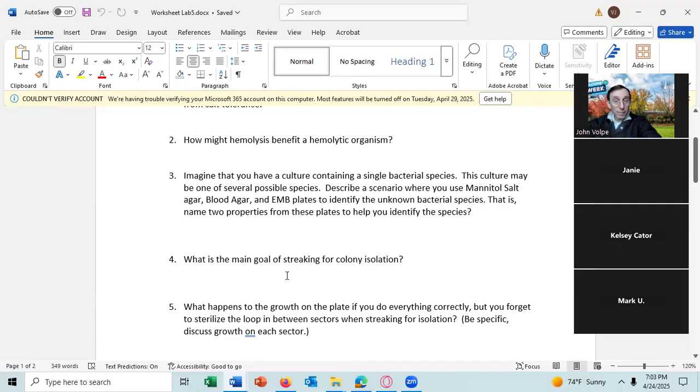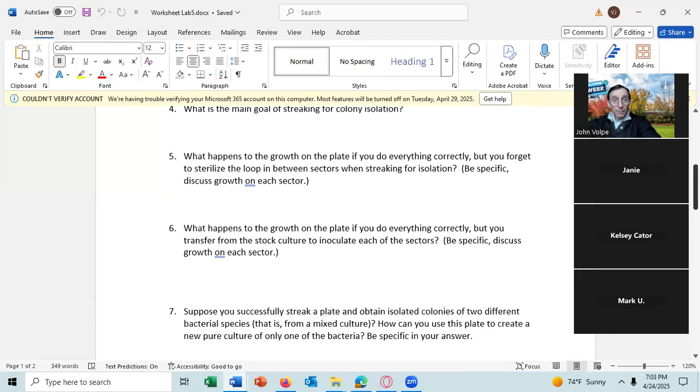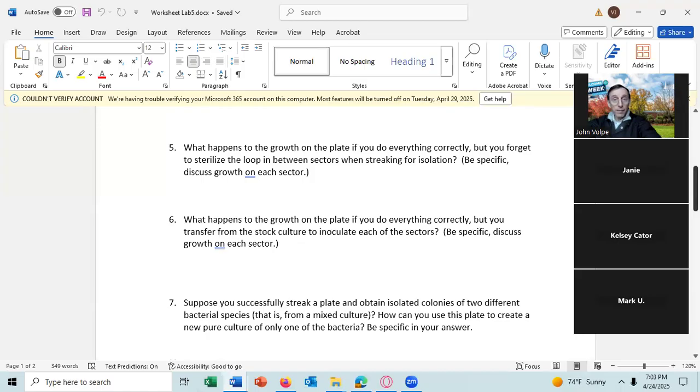4. What is the main goal of streaking for colony isolation when you're streaking out a plate? 5. What happens to the growth on the plate if you do everything correctly, but you forget to sterilize the loop in between sectors when streaking for colony isolation? Be specific in your answer. Discuss the growth you see on each sector.